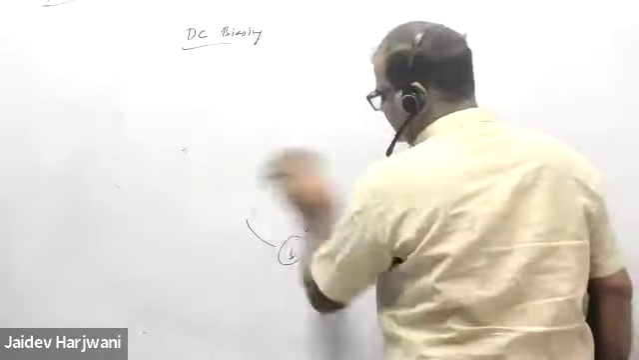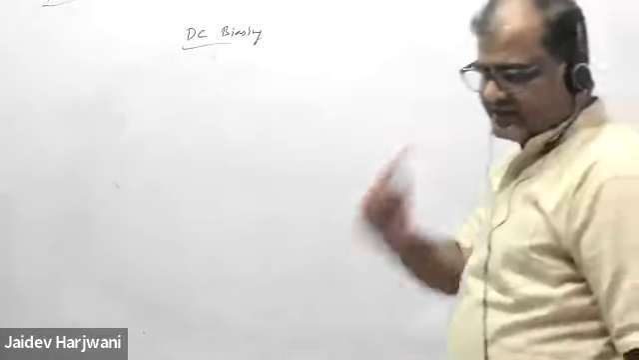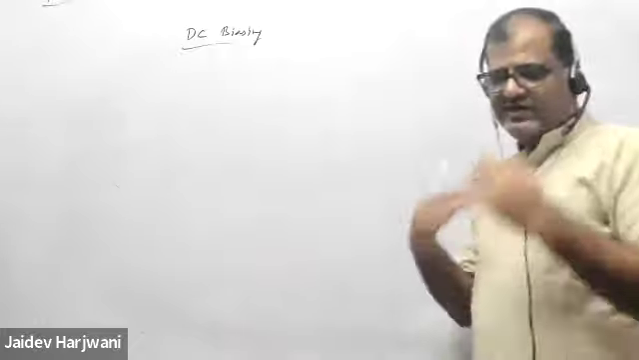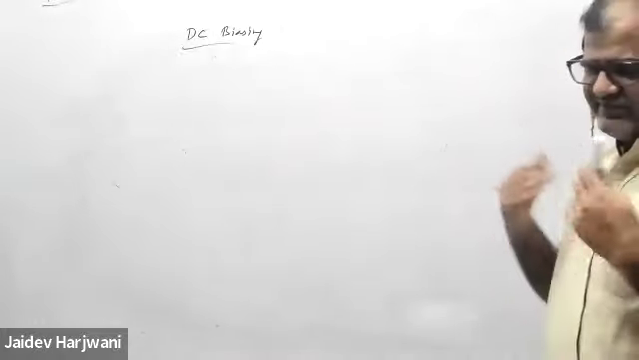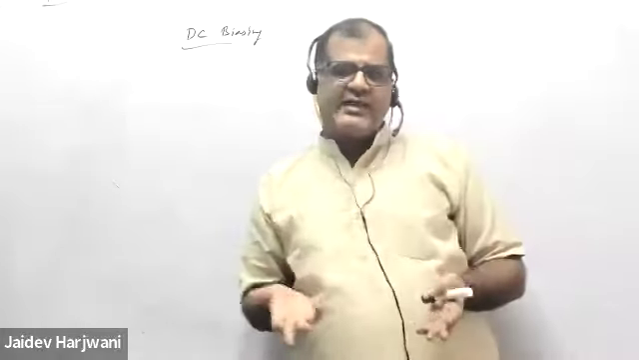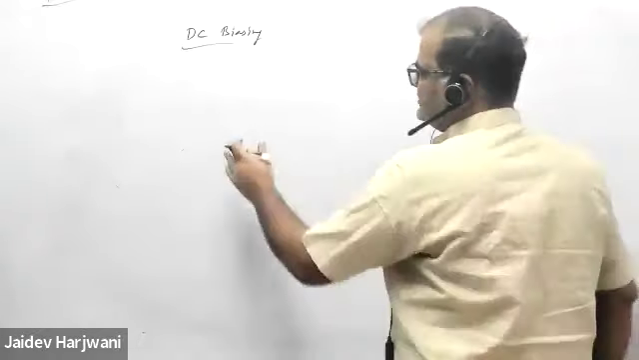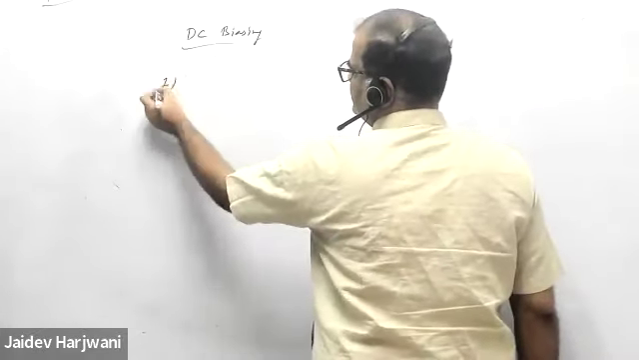Now my biasing circuit should be such that it keeps watch on the IC. But we'll start from the beginning. We'll see some elementary biasing, which provides the biasing but does not control the IC. So the first elementary biasing is your fixed bias.